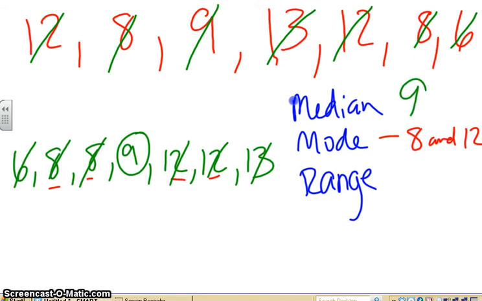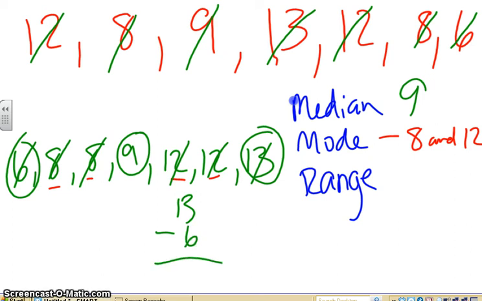And then my range is my difference or my distance between my largest and my smallest. My largest was 13 and my smallest was 6. So when I subtract 13 minus 6, I get 7. So I know that my range is 7. Median is in the middle, mode shows up the most, and range is the difference between the largest and the smallest after the numbers have been put in order.